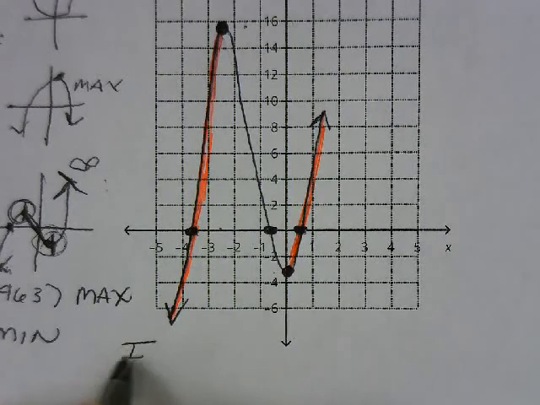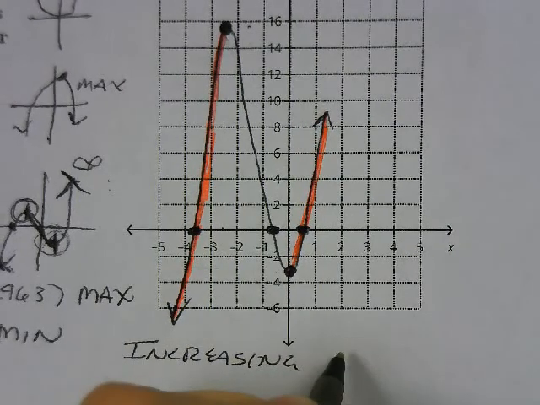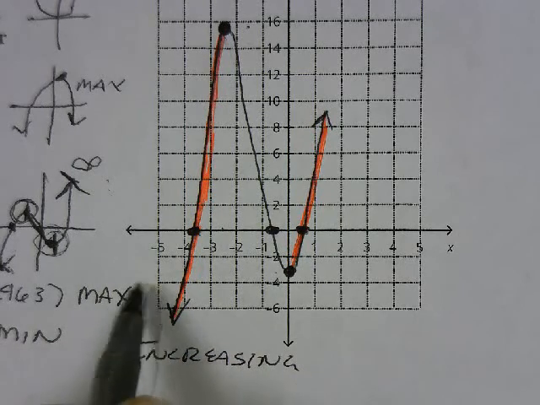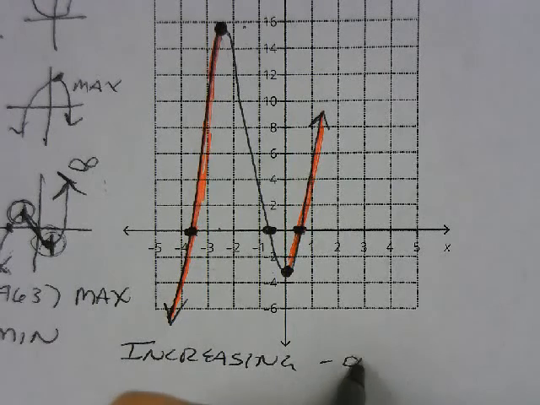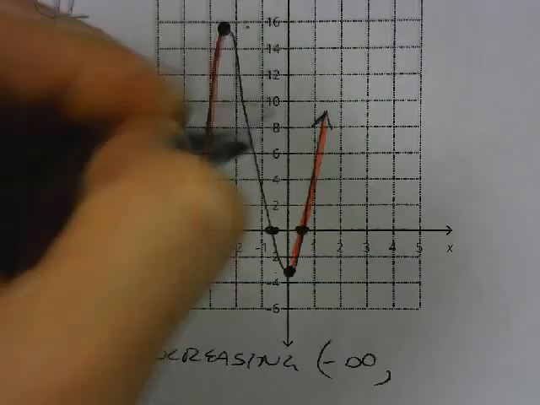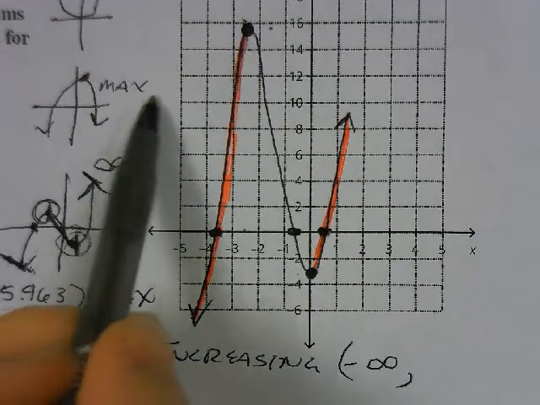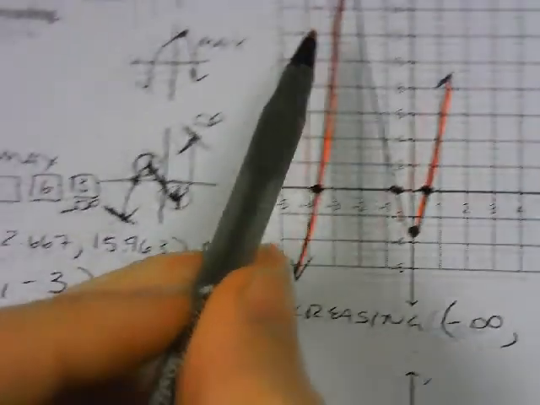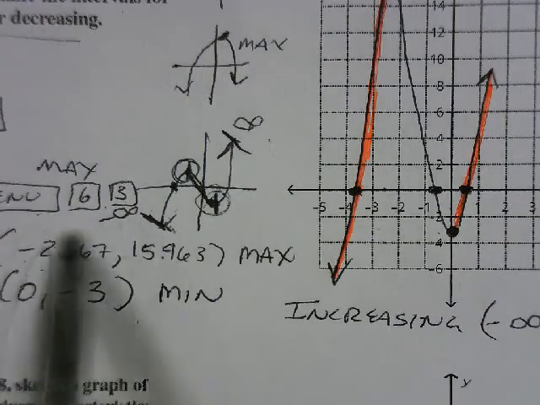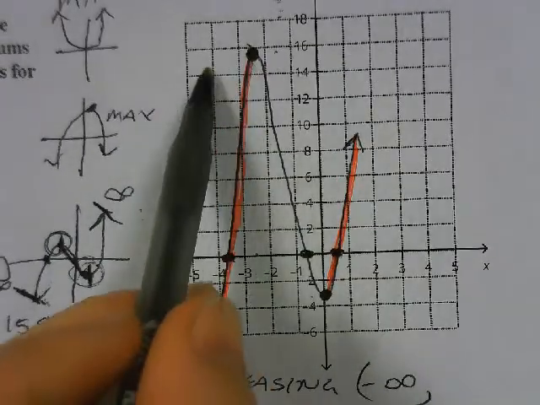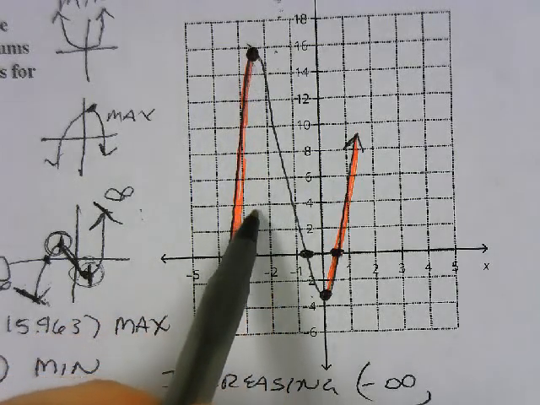from negative infinity. See, out here we're at negative infinity, all the way up to negative 2.667. I'm using that coordinate point because that's my maximum right here. Negative 2.667 is this coordinate point right here, that x value. Negative 2.667. So we write that negative 2.667 over here.